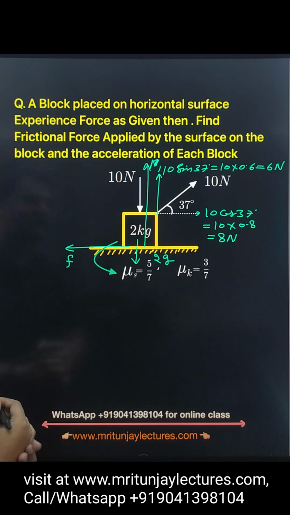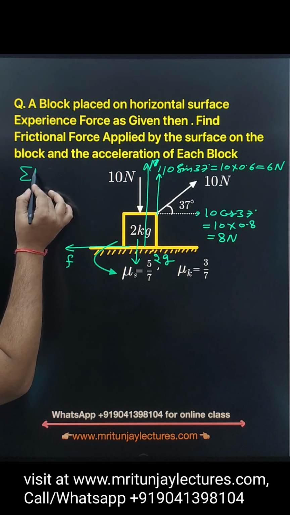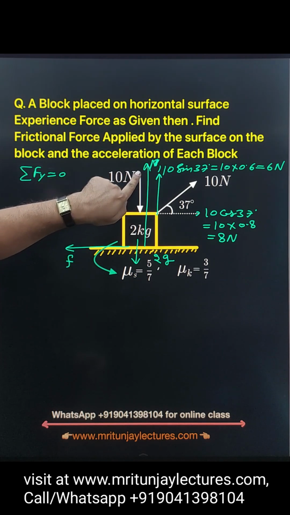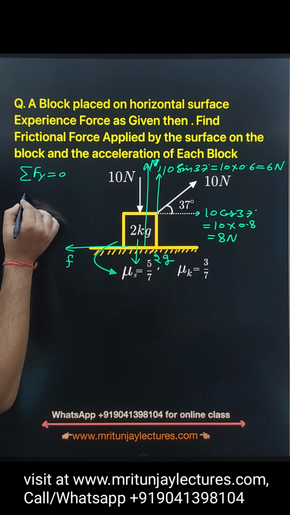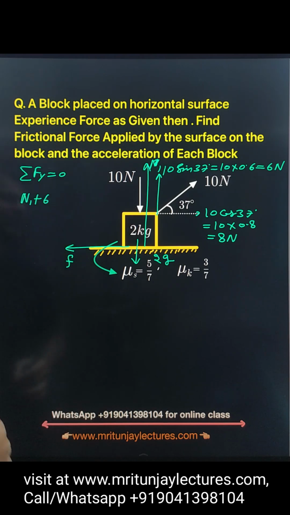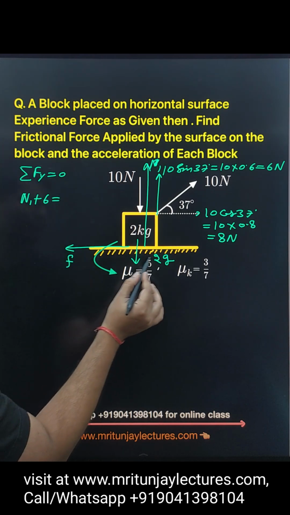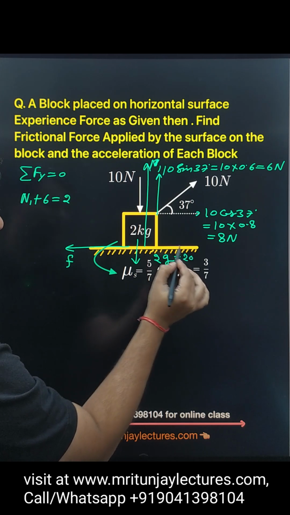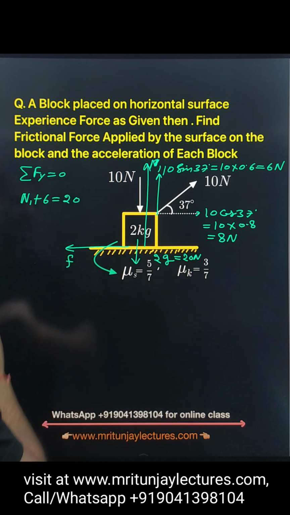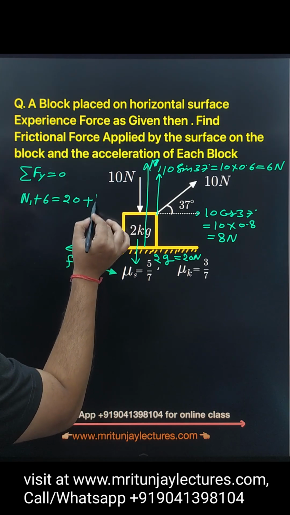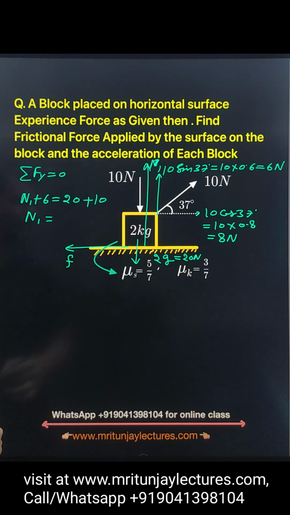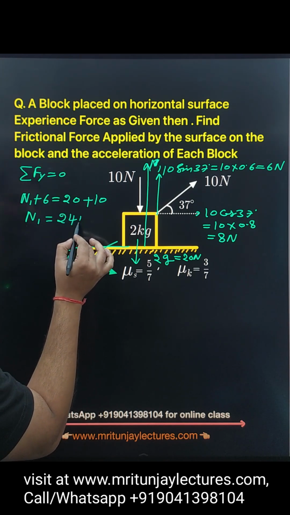Now the net force in the y direction is 0. Why? This block is not moving in the y direction, so F_y is 0. The upward force is N1 plus 6. The downward force is 2g, and taking g as 10, that is 20 Newton, plus the 10 Newton. So N1 is 30 minus 6, that is 24 Newton.